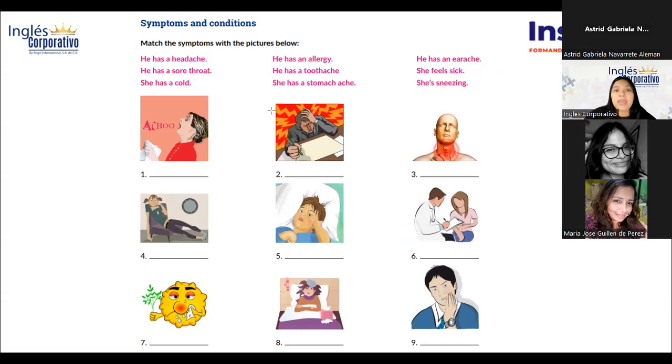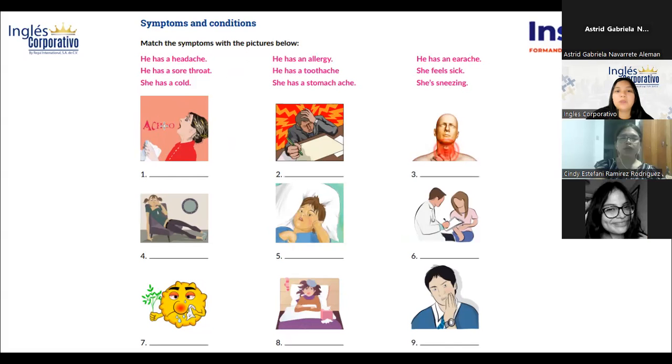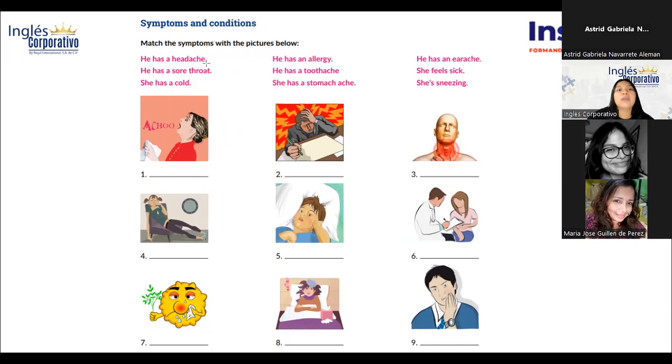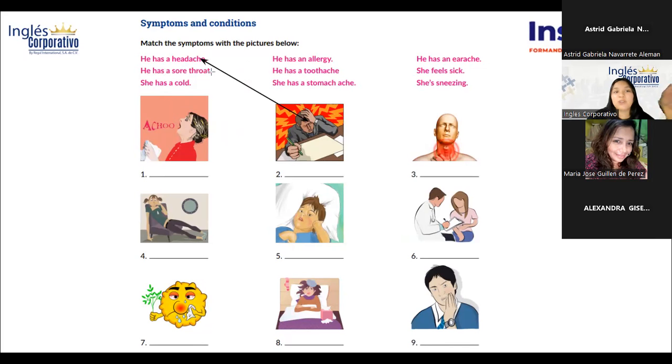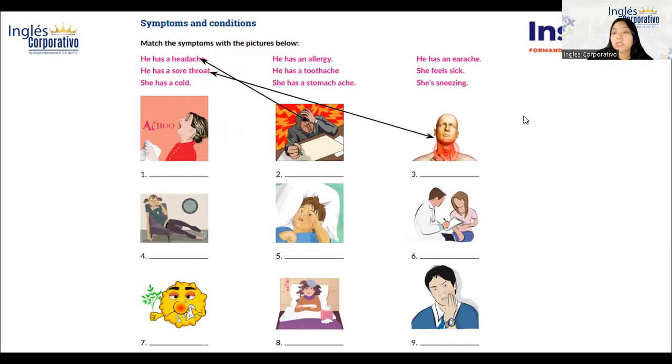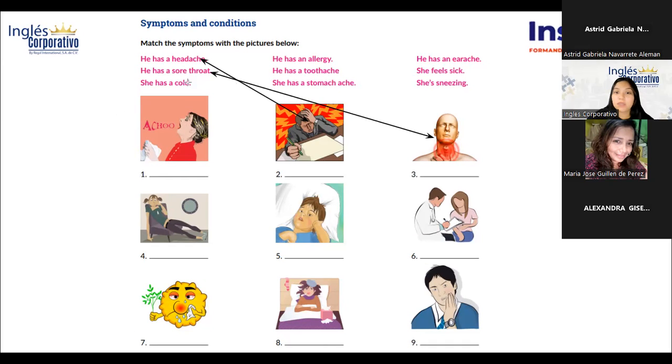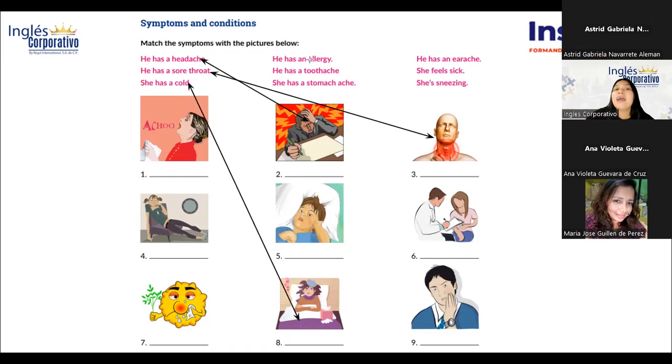Okay. What is number one? Number two. Okay, so he has a headache, this one. What about he has a sore throat? Number three. Yes, dolor de garganta. Perfect. She has a cold. Number eight. Yes. He has an allergy.